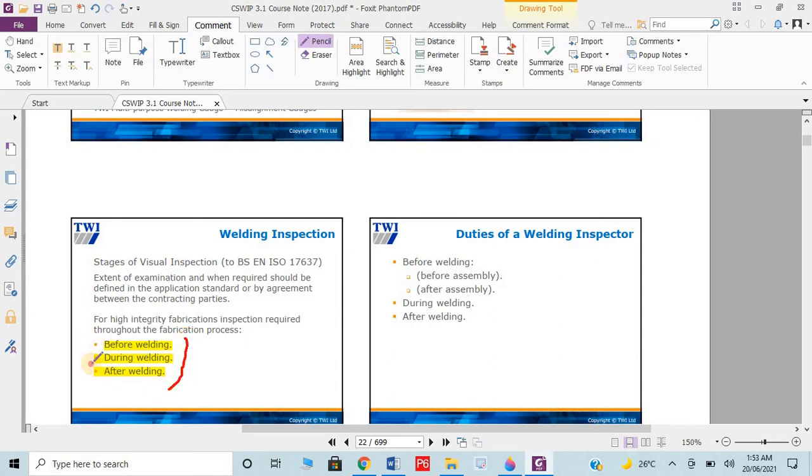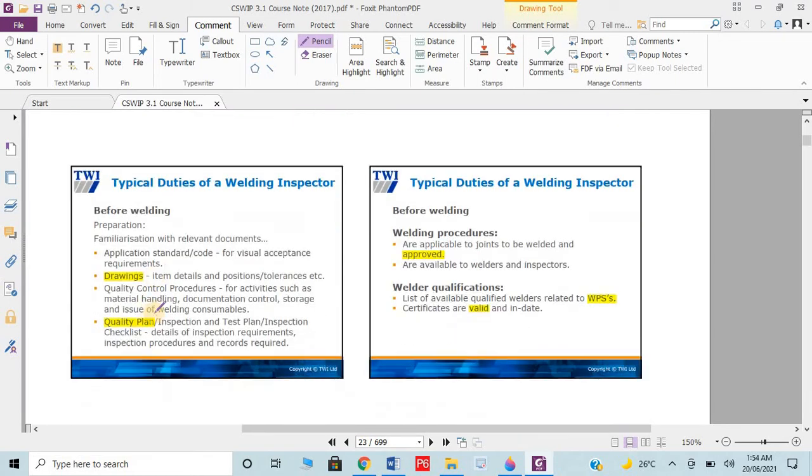Please remember, this is a very important point. A welding inspector should inspect the job before welding, during welding, and after welding. I saw a question in which it was asked whether the welding inspector should inspect the job during, before, after, anywhere, or all of the above. So remember all these things. And briefly, what is before welding? Before welding is actually before assembly and after assembly, after that during welding and after welding.